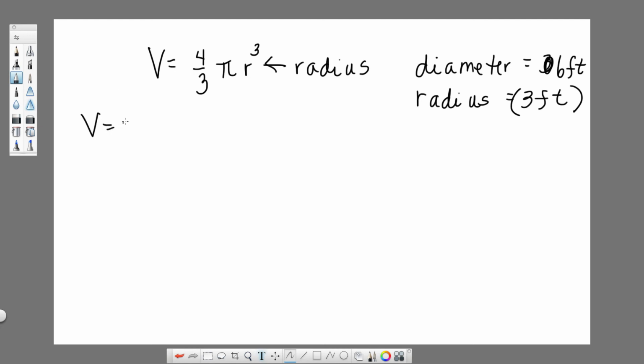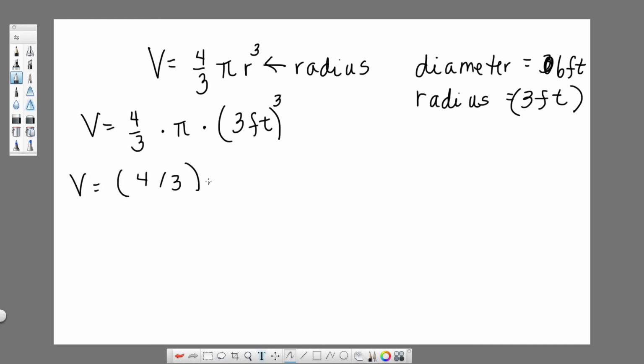So my volume is 4/3 times pi times 3 feet raised to the third power. So in your calculator, push in 4 divided by 3 times pi times 3 raised to the third power. And what you have to remember here is when I cube feet, I get cubic feet. If you punch it in properly, for my answer I got 113.10 cubic feet. Again, if you use 3.14, you'll be close, not exact as my answer.